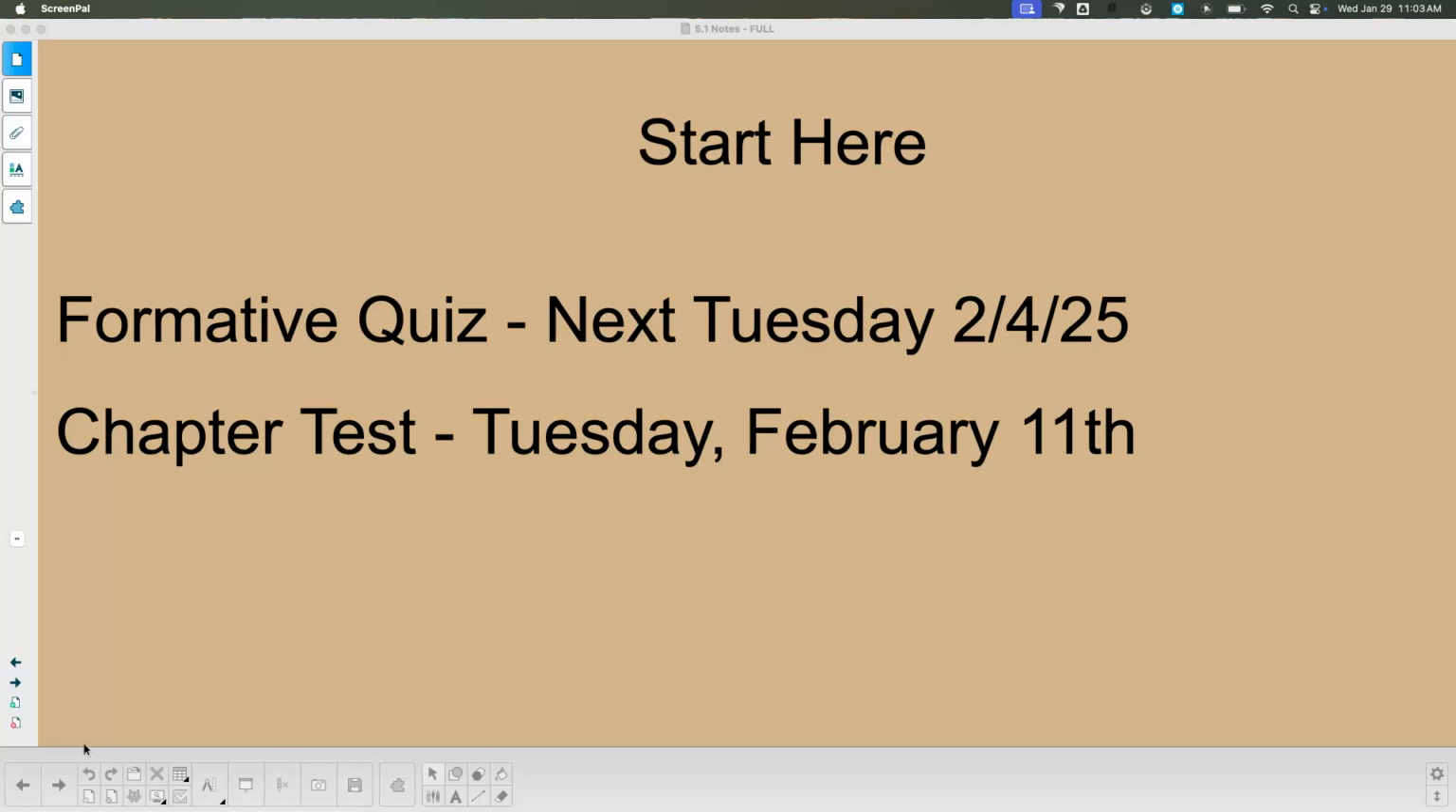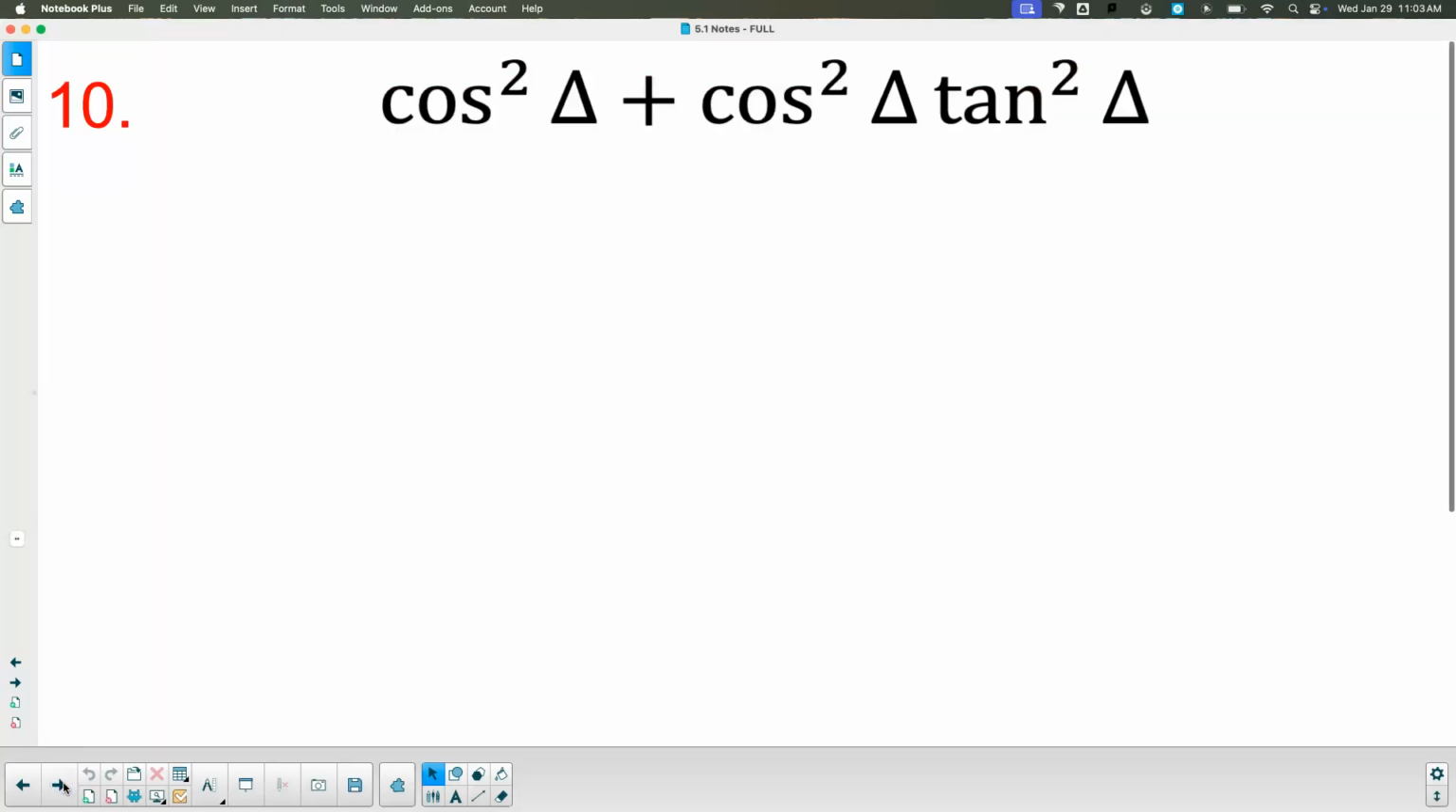And then on Tuesday, February 11th, so a week after your formative, we will be having our summative on simplifying, solving, and proving. Those are the three topics: simplifying, solving, and proving. Okay, so let's jump into this one.